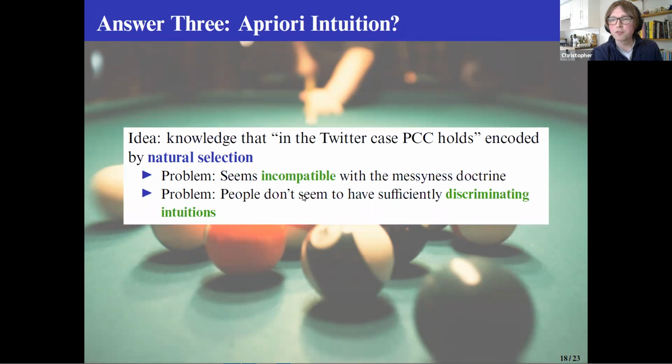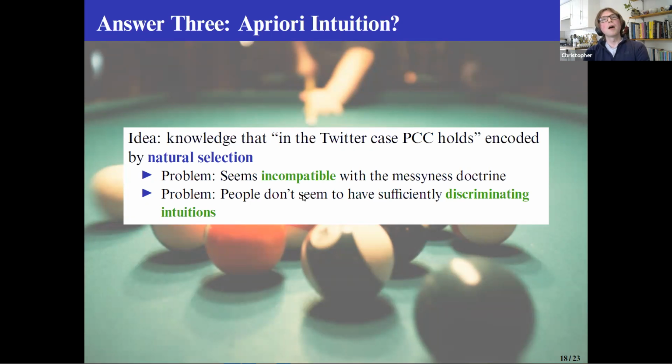Okay, here's a third and final suggestion. Well, maybe one can know that the principle of the common cause holds in the Twitter case, maybe the warrant is a priori, or maybe the way we get it is through some sort of intuition. So I think there are lots of different ways you could try and make this story work. And I think maybe the most convincing, at least in my mind, is some story involving natural selection.